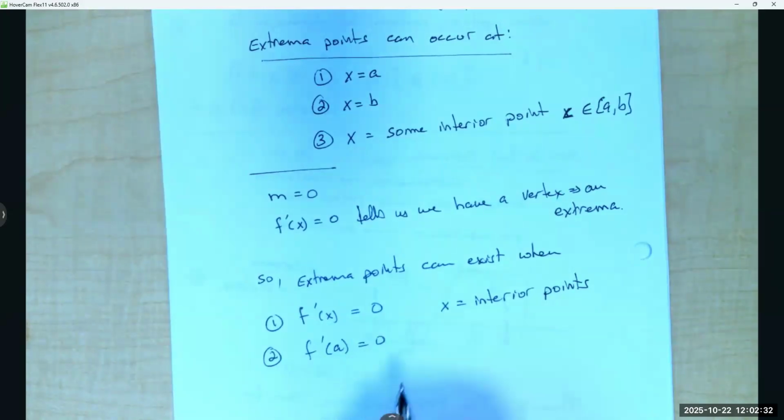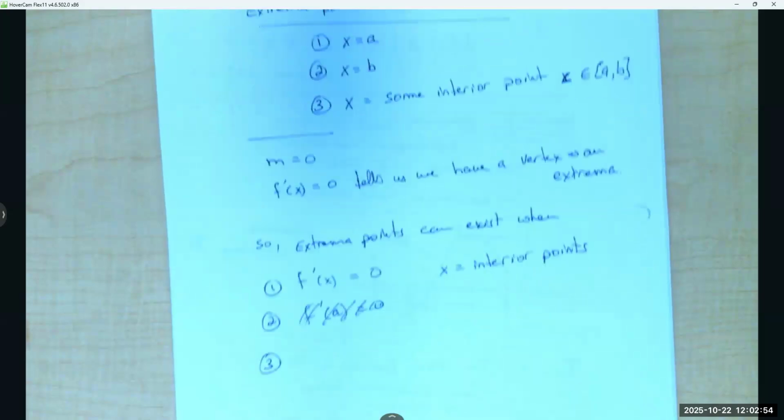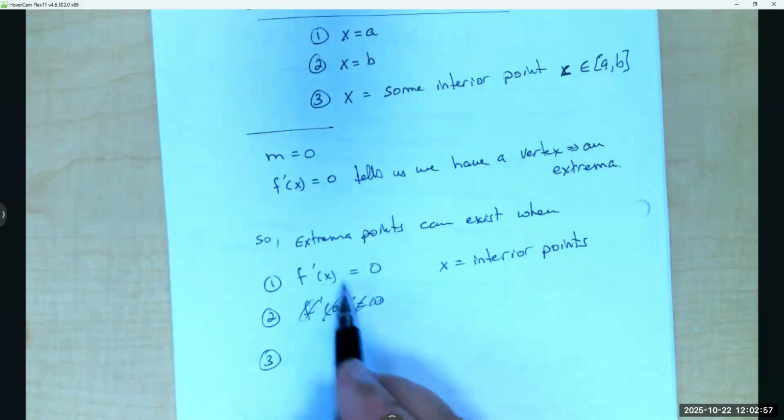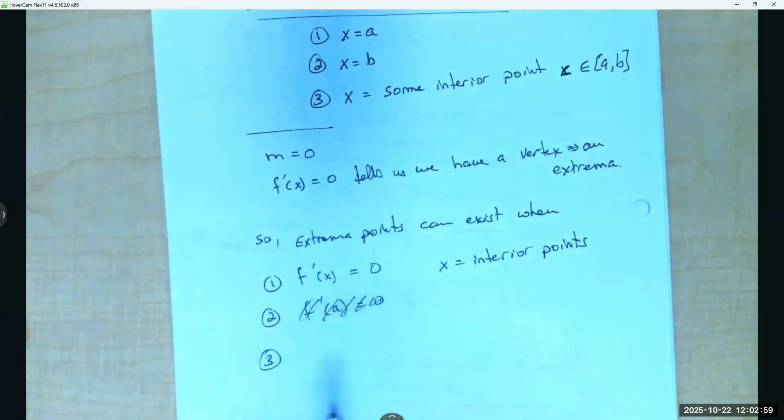f of a, not this. The derivatives don't matter at the endpoints. Why don't the derivatives matter at the endpoints? Because that's also going to bring us to the third one. It matters if we have interior points. Why can't we use the same logic for endpoints?